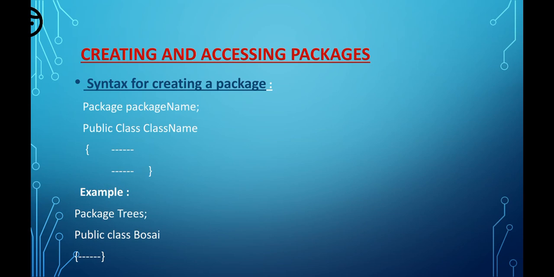So how do we create and access packages? Here is the syntax and example. You just use the keyword package, thereafter give your package name. Like I use the package name trees. So package trees, thereafter define the class, public class Bonsai. Bonsai is nothing but a smaller tree. So here is the example for packages.